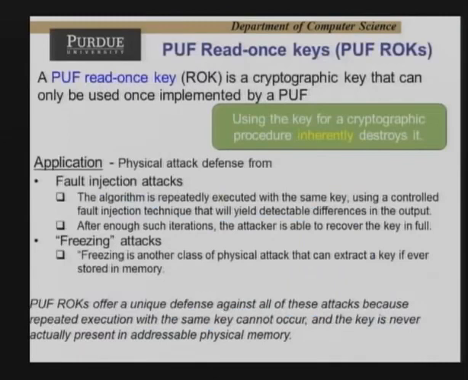So the technology that Purdue developed here was the concept of the PUF read-once key, which is the PUF rocks concept. Now, there are some good papers on that that I would encourage you to go out and look at. But the concept here goes back to the read-once key in cryptography. In perfect cryptography, if you had the ability to use a key only once, so that it's not easily derived what the other keys in the sequence would be, you'd have a lot more security.